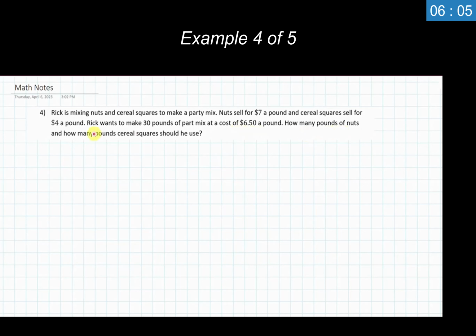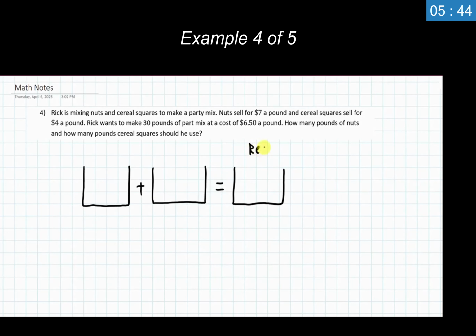How many pounds of nuts and how many pounds of cereal squares should he use? Similar to the other ones, we are still going to be making our visual and our setup for this. Again, I'm still going to be using the buckets because I think that's easiest for me, but you use whichever method you want. We have our result at the very end.